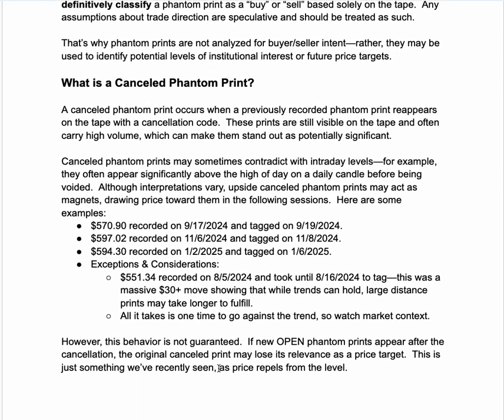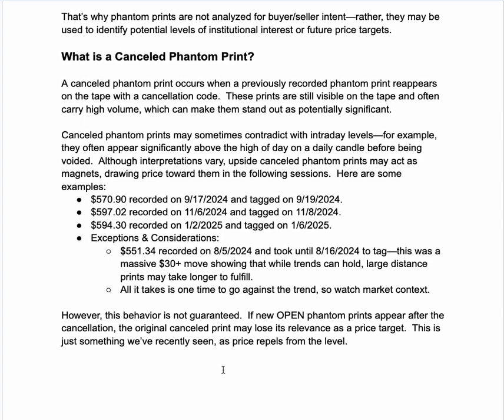Okay, so a canceled Phantom print, the most fun type of Phantom print that we love. It occurs when you see a Phantom print come through the tape, nothing crazy, it's just a Phantom print, and then it comes back through with the cancellation code. These are still visible on the tape, and they often carry high volume, like 100K, 200K. One of them was 77K. Regardless, that's high volume in terms of Phantom prints, and that makes them stand out.